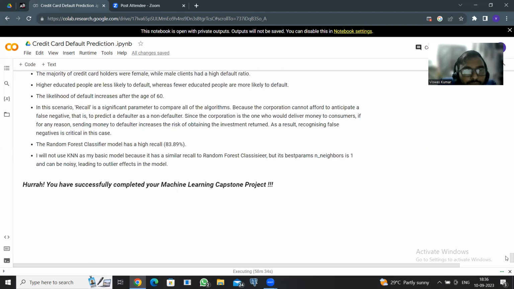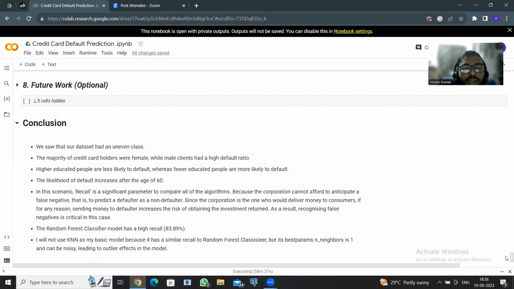In conclusion, we saw that our data had uneven classes, meaning we have an imbalanced data set with 70% non-defaulters in the data. So we balanced the data set using the SMOTE technique. The majority of credit card holders are female. For a positive business impact, we can give more credit to female customers, as they are more likely to repay, and their percentage of defaulting is very low.